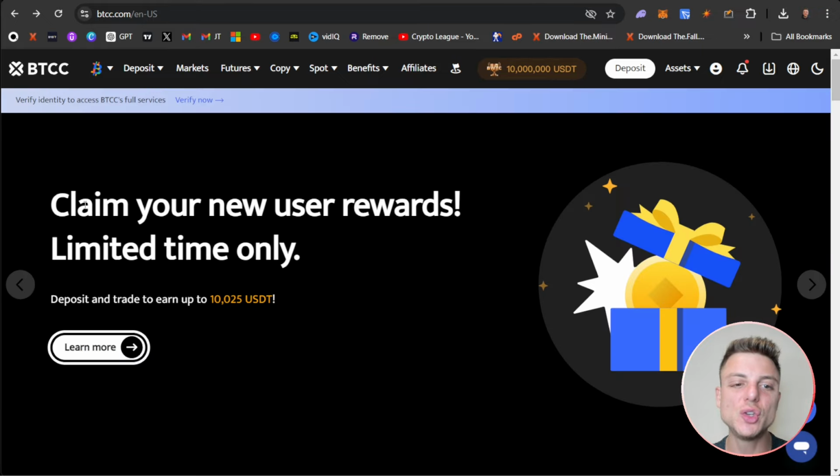And don't forget that new users can claim their new user rewards for a limited time only. Deposit and trade to earn up to $10,000 plus in USDT. You can complete missions to then earn those rewards.